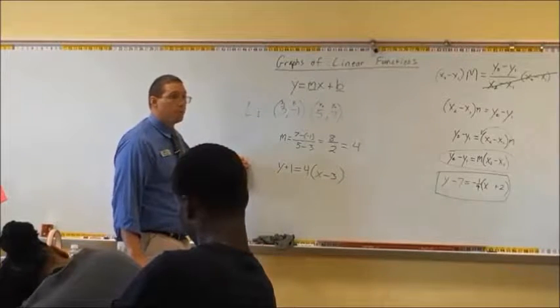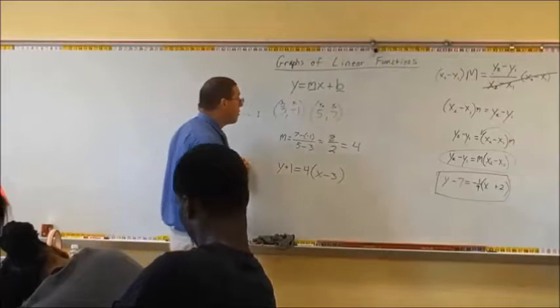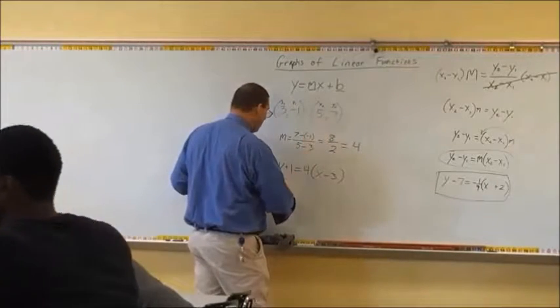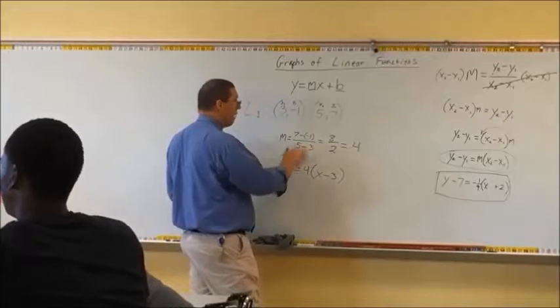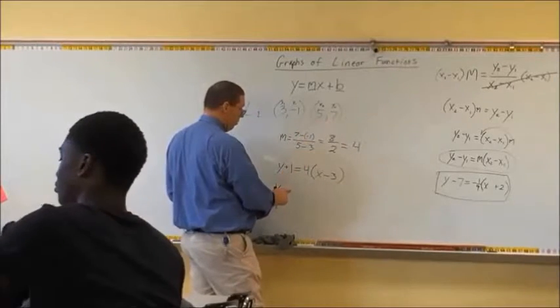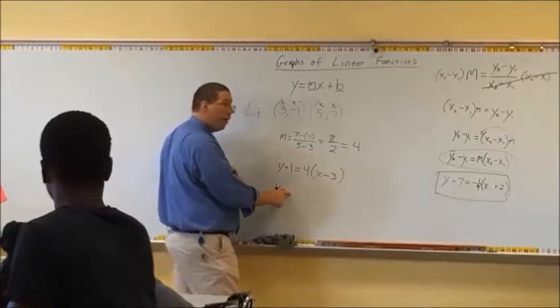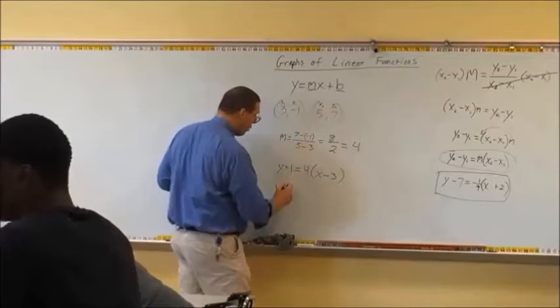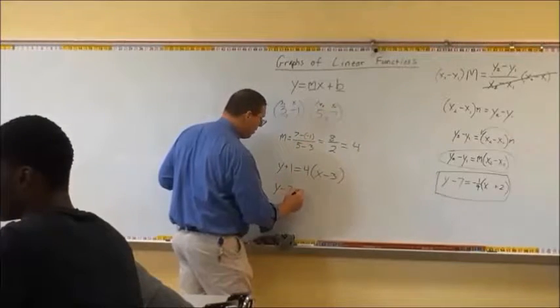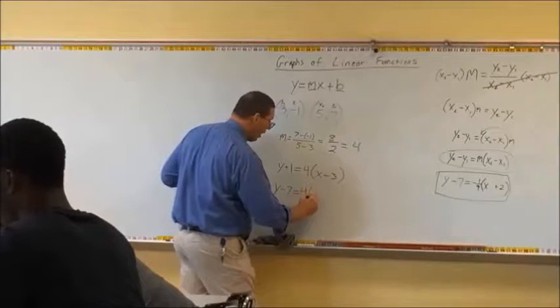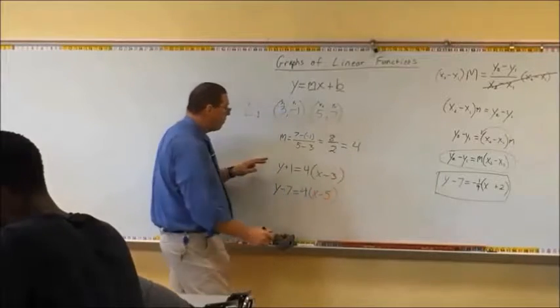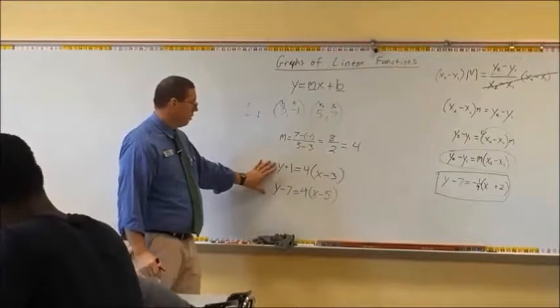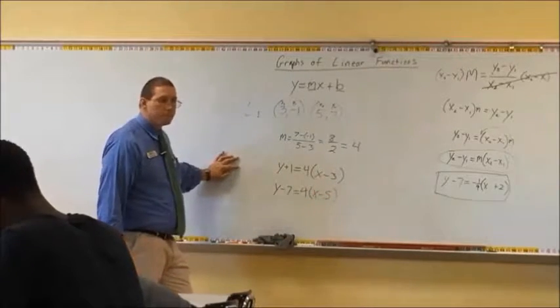And there's one possible answer for point slope form. Now you could have instead used 5, 7, in which case you would do y minus which number? 5 or 7? Would I put a 5 or a 7 here? A 7, because it's got to be the y coordinate, right? Y minus 7 equals 4 times x minus what? 5. And so both of these are the same line.